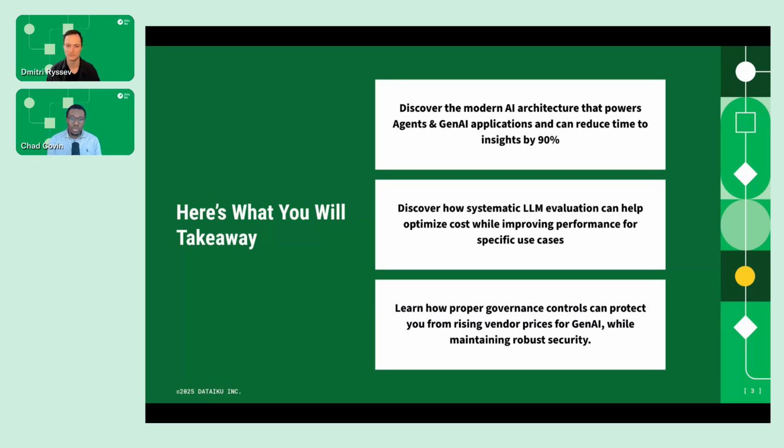And finally, we'll explore how proper governance controls protect your organization from all types of risk, including financial risks for Gen AI adoption. And according to Gartner, most organizations will face cost increases of at least 40% for Gen AI by 2027. So we'll show you how to implement controls that maintain budget predictability without compromising security or innovation. So that's where we're going.